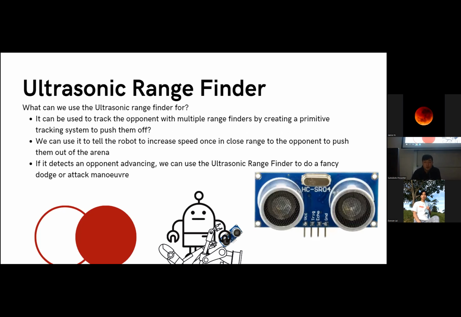All right, so what can we use the ultrasonic rangefinder for? This is just a bit of inspiration for what you guys can try and code for your actual Sumobot. So it can be used to track the opponent with multiple rangefinders by creating a primitive tracking system to push them off. We can use it to tell the robot to increase speed once in close range to the opponent to push them out of the arena. And if it detects an opponent advancing, we can use the ultrasonic rangefinder to do a fancy dodge or attack maneuver. It's all up to you guys, and good luck when you guys actually do have to code it.